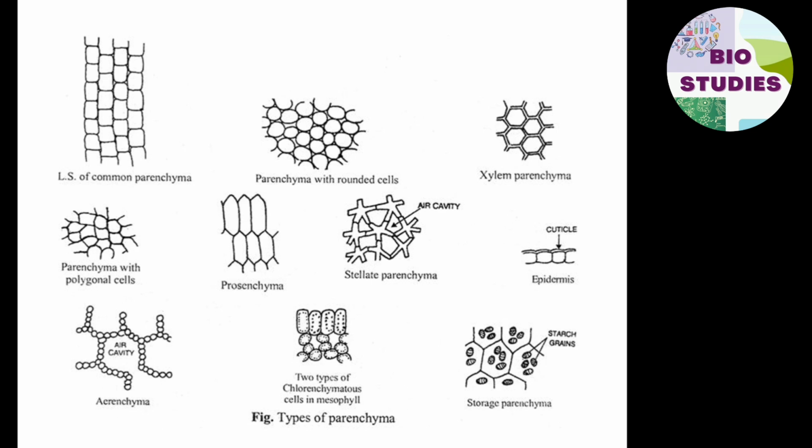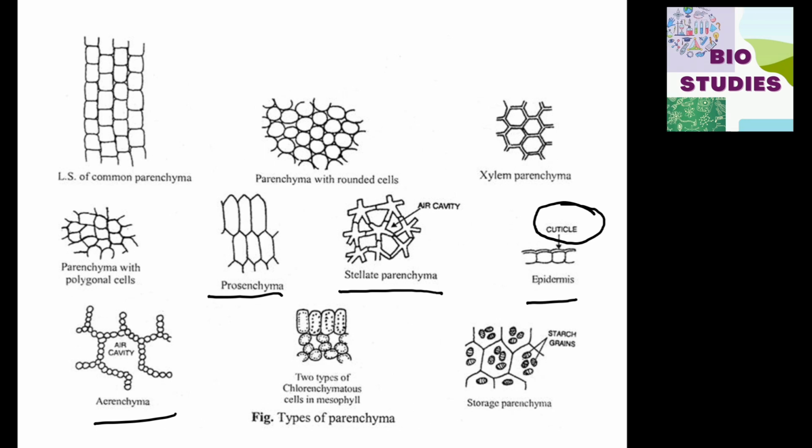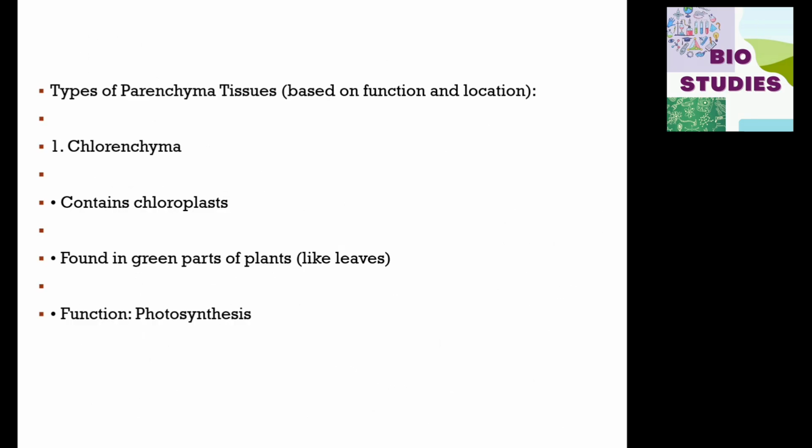So you can see there are different types of parenchyma. There is prosenchyma, stellate, a word related to star-shaped parenchyma. Epidermis is a type of parenchyma with the cuticle layer on the outer side. Aerenchyma is a type of parenchyma. There are chlorenchyma, and there are storage parenchyma.